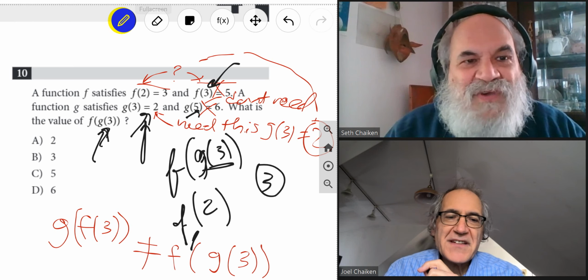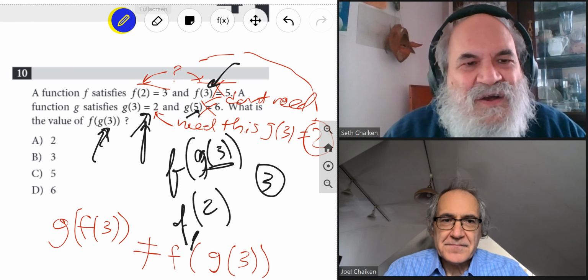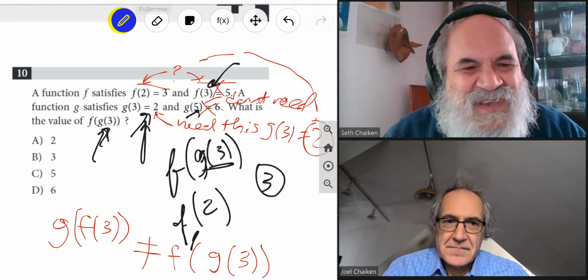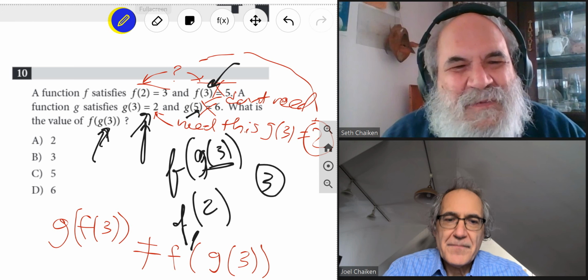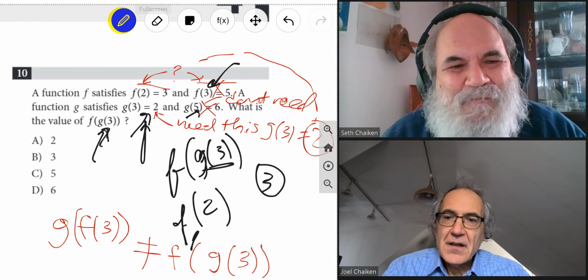Right. That's right. So function composition is not commutative the way multiplication is. That's right. Very much so. Okay.